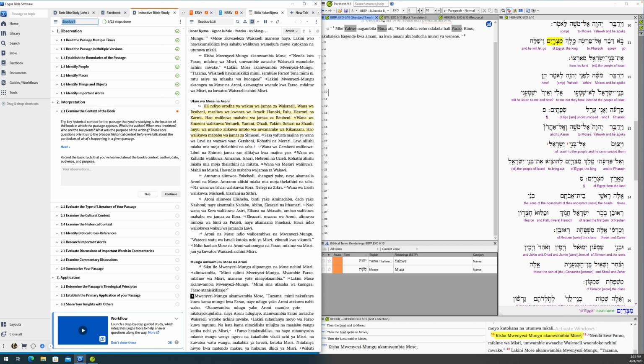Examine the context of the book. So the key historical context for the passage that you're studying is in the location of the book in which the passage appears. Who's the author? When was it written? Who are the participants? What was the purpose of the writing? These core questions orient us to the broader historical context before we talk about the particulars of what's happening in the given passage.